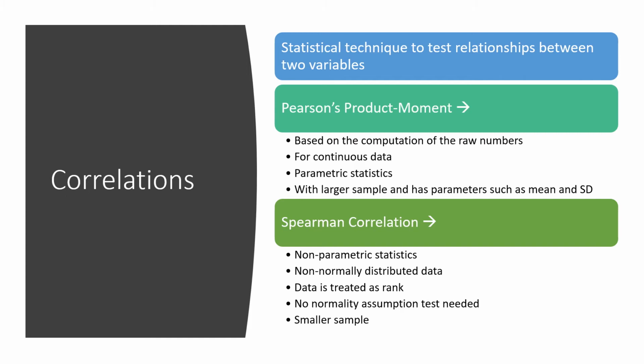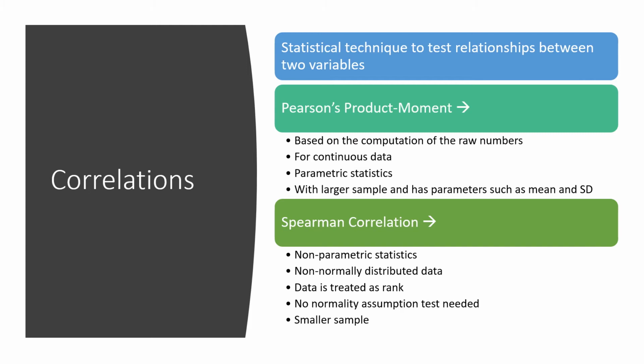There are two ways to do correlational analysis. The first one is the Pearson's product moment. This is based on the computation of the raw numbers, and this is used for continuous data. It is a parametric statistic, which means that this is more robust than the non-parametric statistics. It's used with a larger sample and has parameters such as mean and standard deviation.